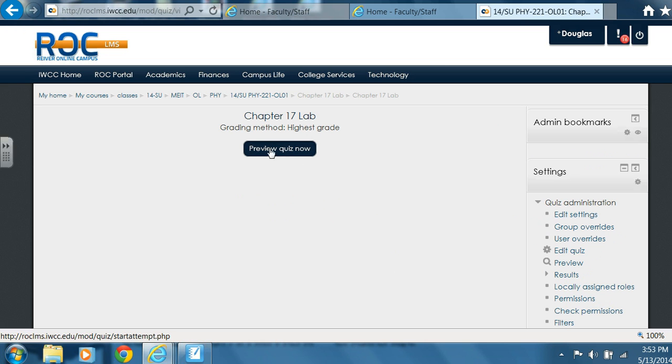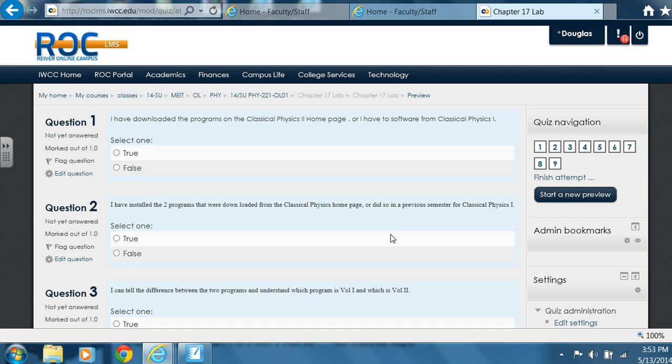So I click there, I click over here. Now, in general, the best way to do this lab is to have two computers open at the same time, because you're going to want to do more than one thing. Okay, question 1. I had downloaded the program from the home page, and I know the software, and I have it there.